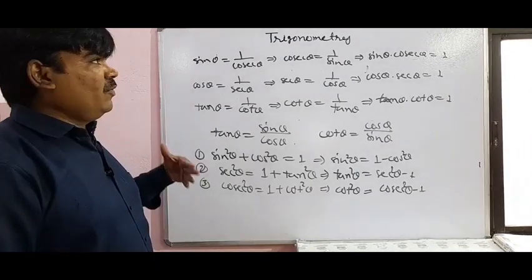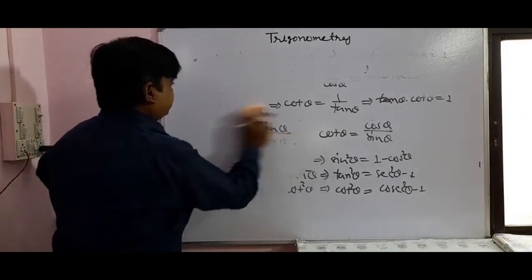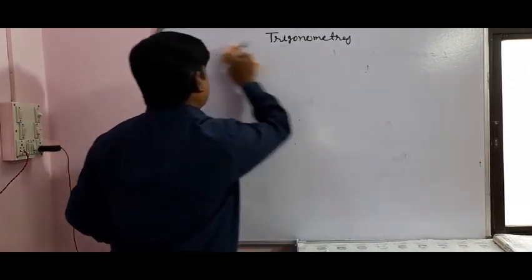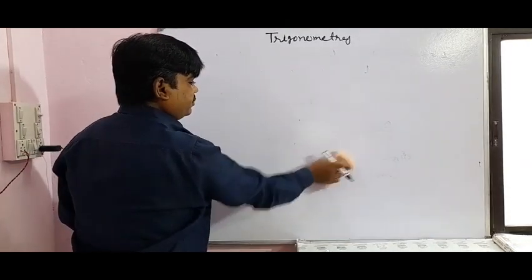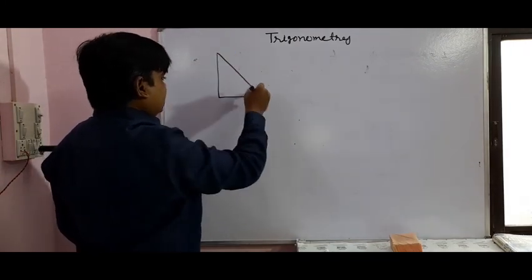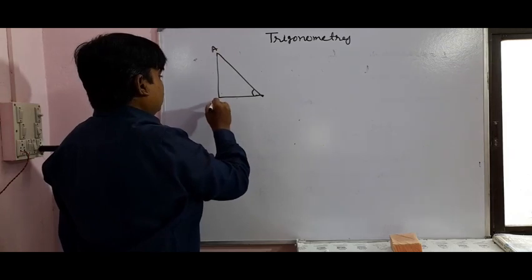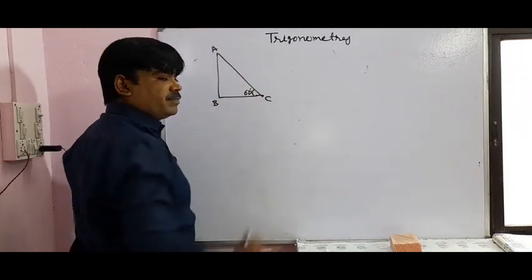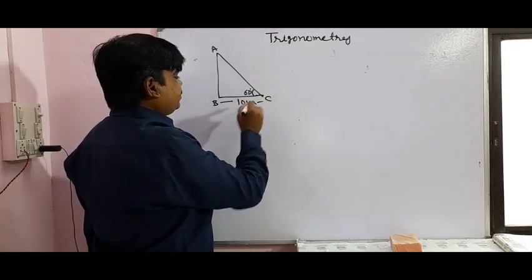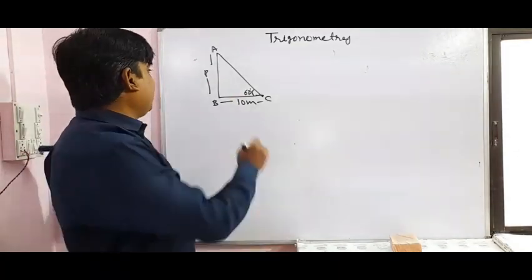Now we are learning how to find values with that chart. If we have a figure like this, and the measure of this angle is 60 degrees, and the base is 10 meters, we have to find the value of this side, meaning the height of the perpendicular.